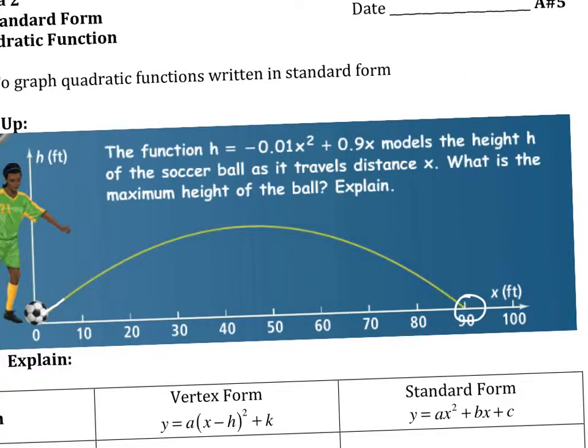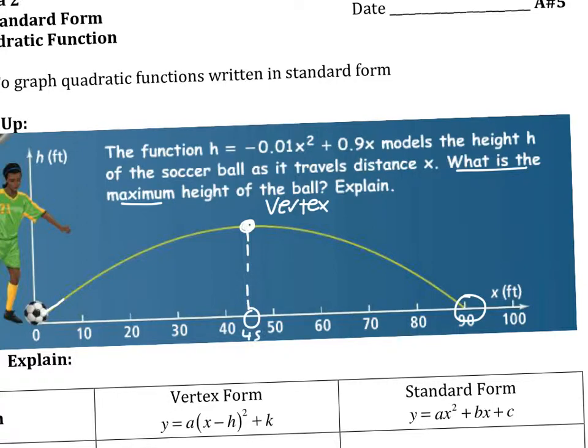So it says here, what is the maximum height? Well, let's see. Here's the maximum height right there. What do we call that? Starts with a V? Vertex. Okay, good. That's my vertex. Now, where does the vertex fall? What number is that? 45.